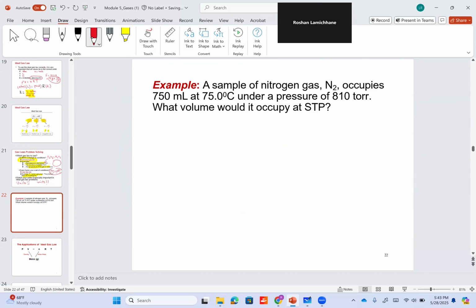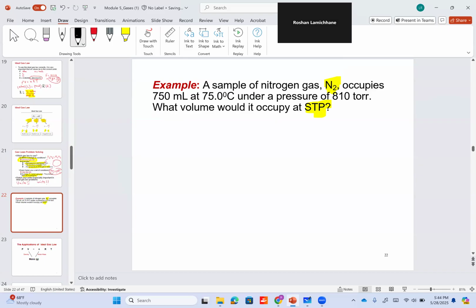So if I look at this question, it is definitely slightly challenging because it's hard to read whether they have given us two sets of conditions or not. But then I look at this: they have told me that the sample of nitrogen here occupies this much volume at this much temperature under this pressure, and then it's asking me what volume it would occupy at STP. As soon as I see that, I know that at STP, my temperature is 0 degrees Celsius and the pressure is 1 atm.